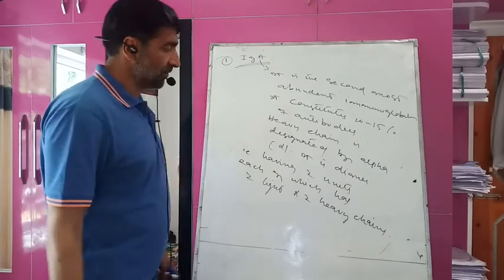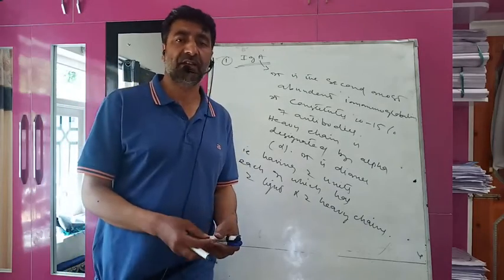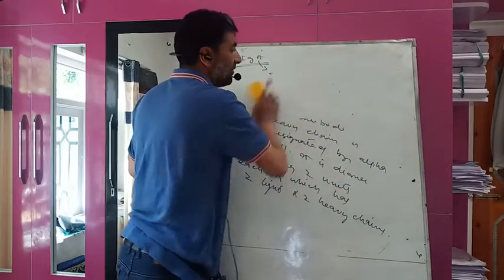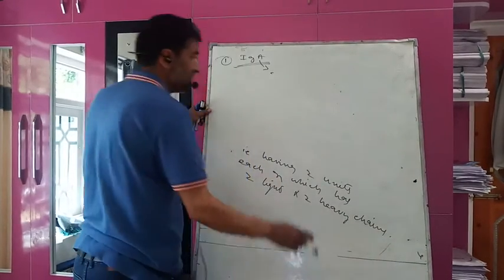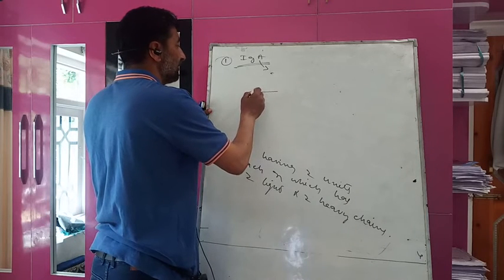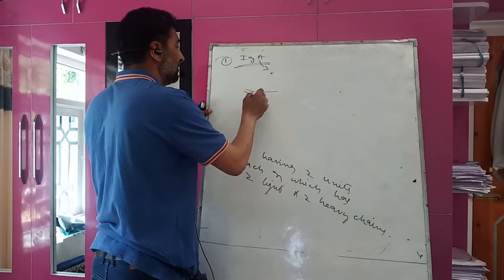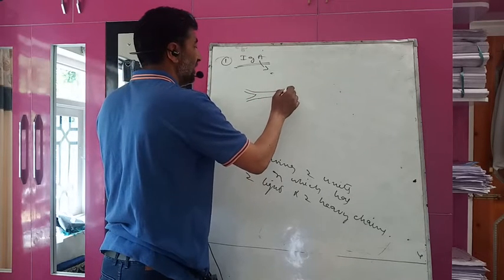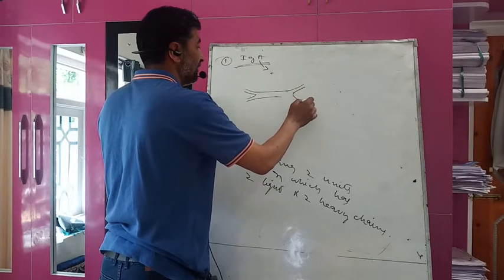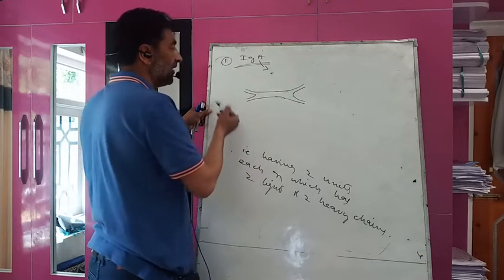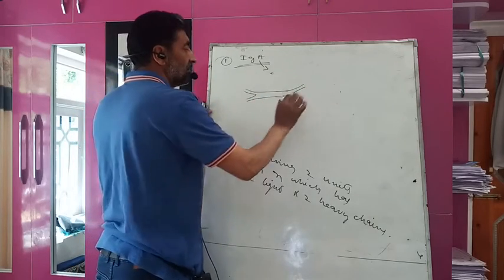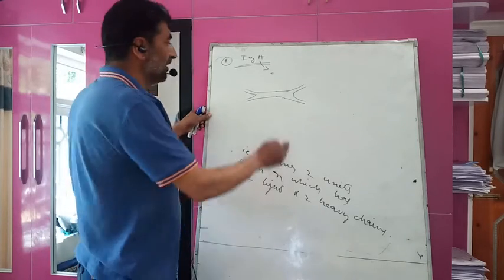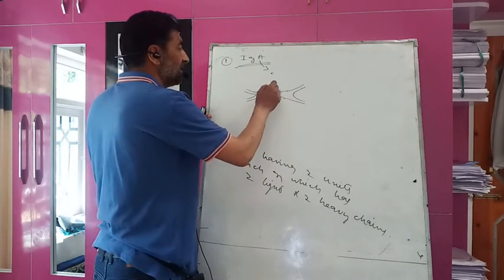IgA is a dimer, so it has two units. Each unit has the light chain and the heavy chain, in the Y shape of an antibody molecule. Each unit is made of the light chain and the heavy chain.